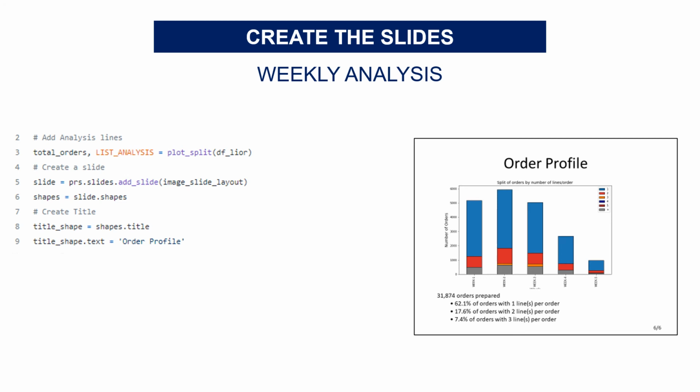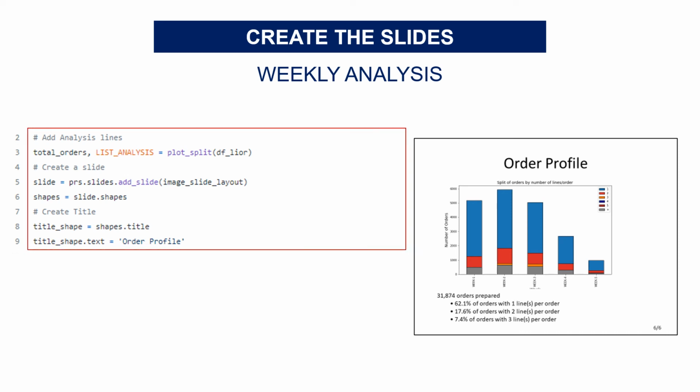Now you can switch to the second type of visual, the weekly analysis. The layout is the same. The only difference is that the title is fixed, since this slide is covering all weeks. Step 1, you generate the visual and return the comments with the function plot split. You can check the source code for more details.